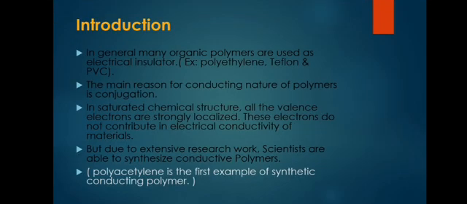Let's start with introduction. There are many organic polymers which are used as electrical insulators, for example, Teflon, polyethylene, and PVC. The conjugation is the main reason for conduction in polymers. In saturated chemical structure, all the valence electrons are strongly localized. These electrons do not contribute in electrical conductivity of materials. But due to extensive research work, scientists are able to synthesize conducting polymers. Polyacetylene is the first example of synthetic conducting polymers.